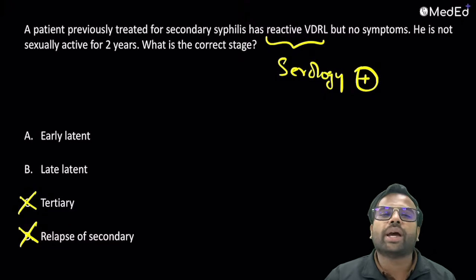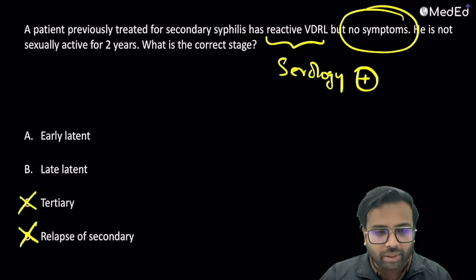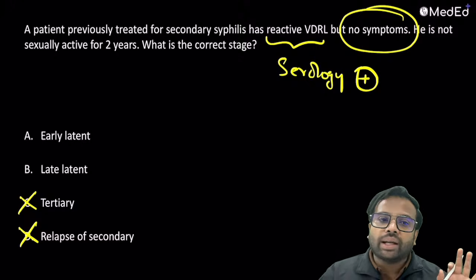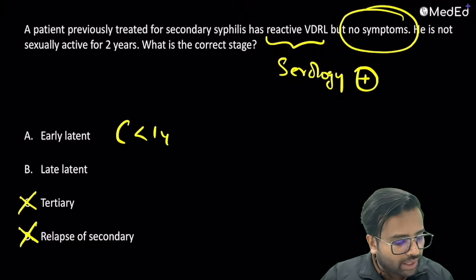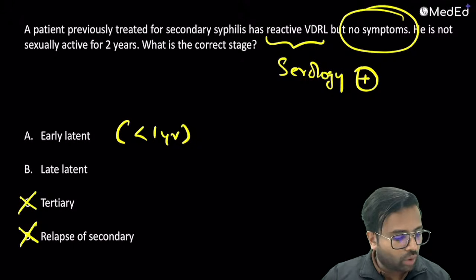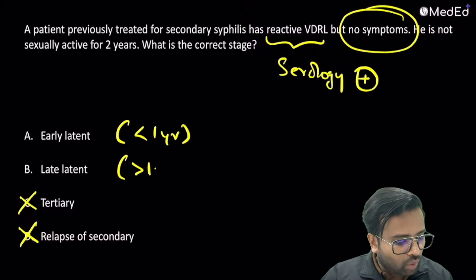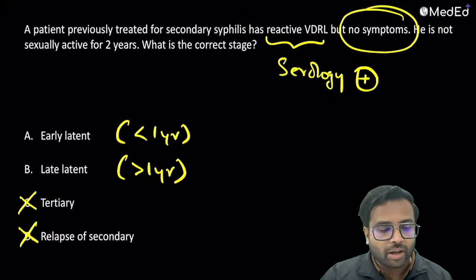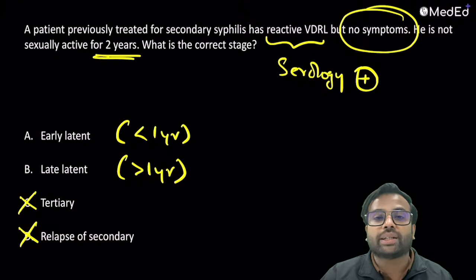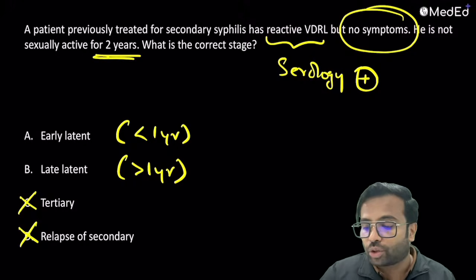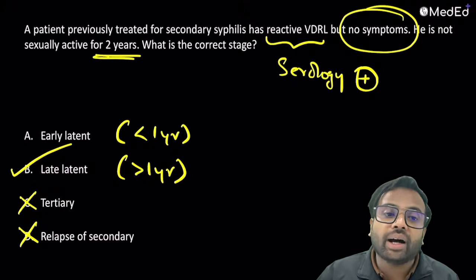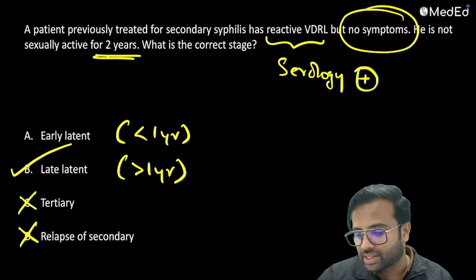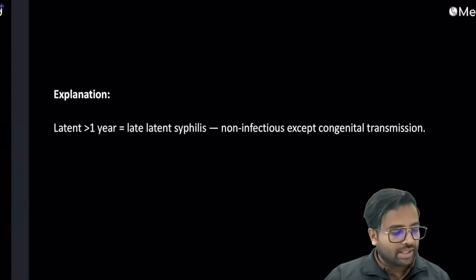So it is mostly about, whenever there is no symptom, it is mostly about latent kind of syphilis. If the infection is present within 1 year, it is early latent. If it is present after 1 year, it is late latent. But here it is also mentioned that the patient is not sexually active for 2 years. So the best answer here should be late latent syphilis. Late latent syphilis.